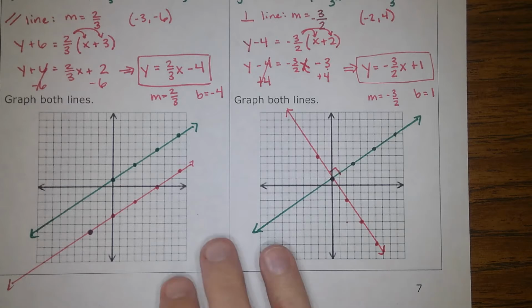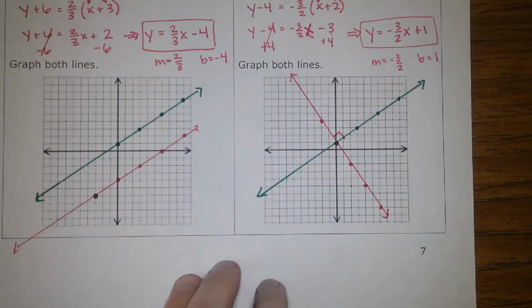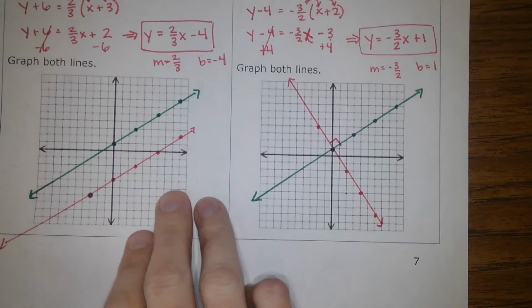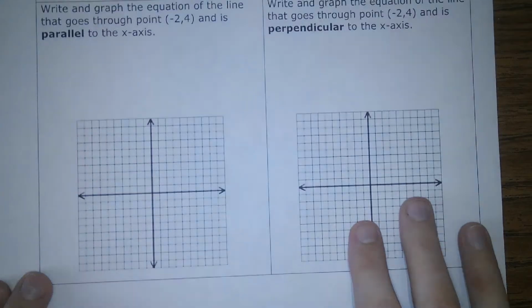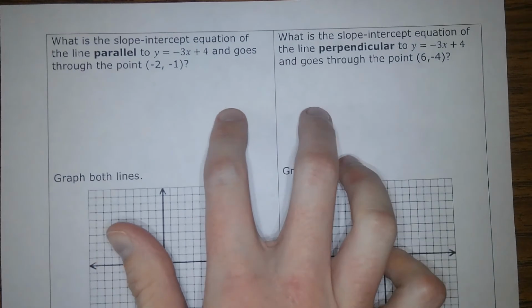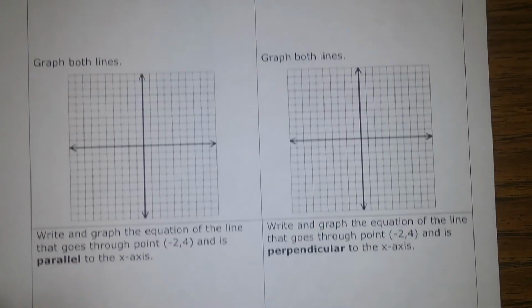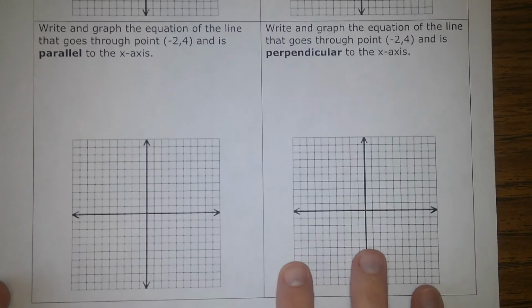Okay? Now we're going to flip over. This was page 7 of your packet. And now we're going to flip over to the last page, page 8. You have these two examples on the top, and these are very, very similar to the ones we just did. So I'm going to skip these for now, and I'm going to jump down to the bottom of the page because these are different.